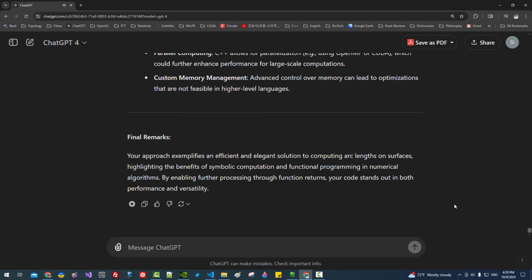Final remarks. Your approach exemplifies an efficient and elegant solution to computing arc lengths on surfaces, highlighting the benefits of symbolic computation and functional programming in numerical algorithms. By enabling further processing through function returns, your code stands out in both performance and versatility.